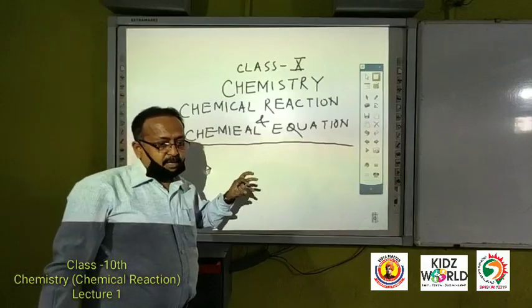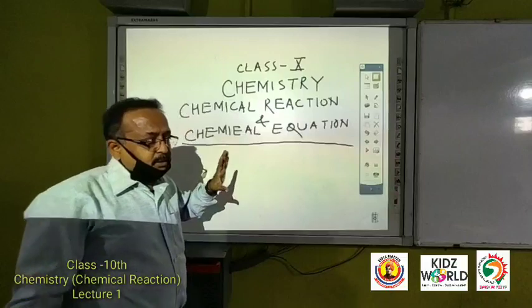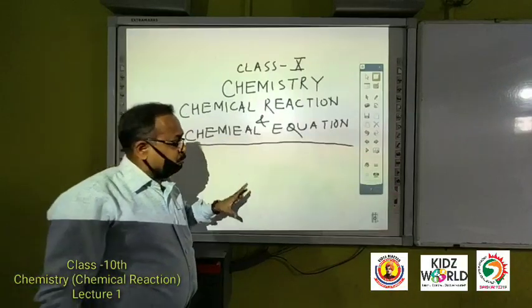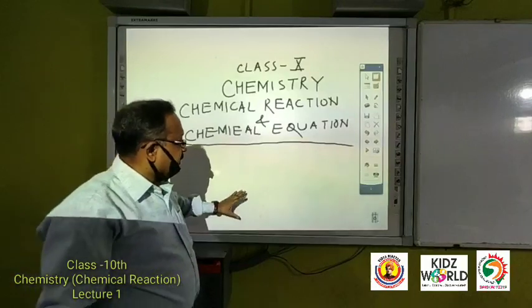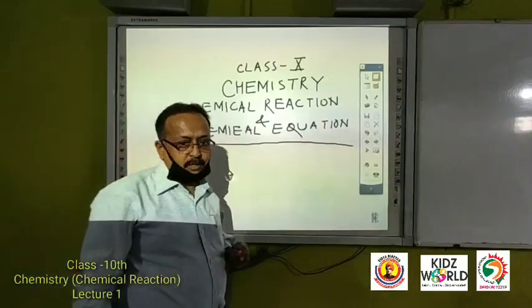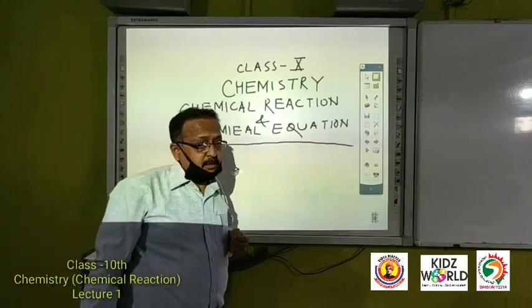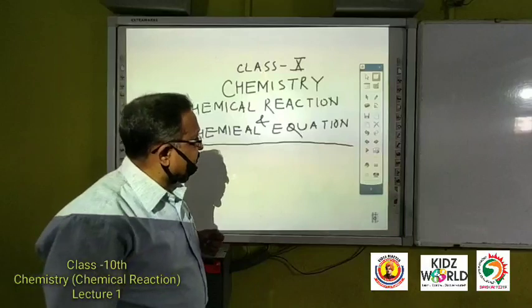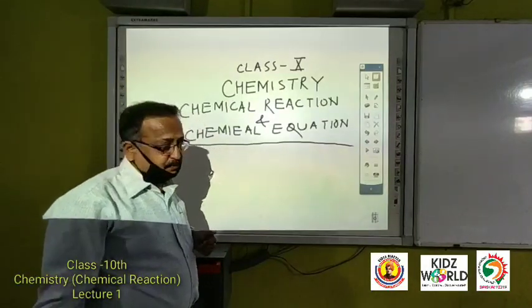Then one very important topic of this chapter is oxidation and reduction, which will be useful to you in class 11. And then last, there are some activities like corrosion, rusting, and rancidity. These topics will be studied by us in this chapter.